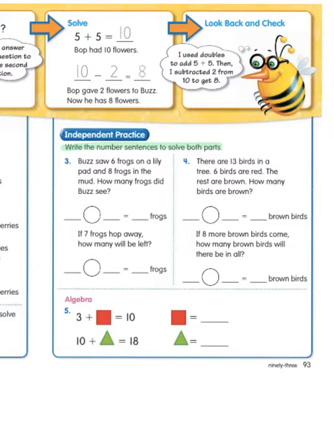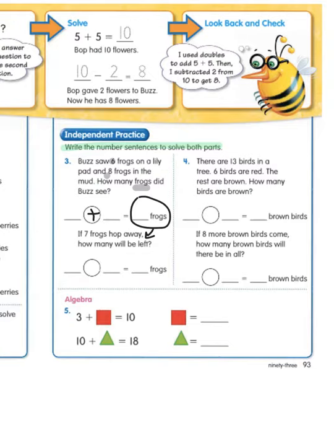Number 3, Buzz saw 6 frogs on a lily pad and 8 frogs in the mud. How many frogs did Buzz see? So we want to know how many frogs. He already saw 8 and 6. Are we going to add or subtract? If we're asking how many frogs in all, that's add. And then we're going to use the answer from here to solve this problem down here. If 7 frogs hop away, how many will be left?